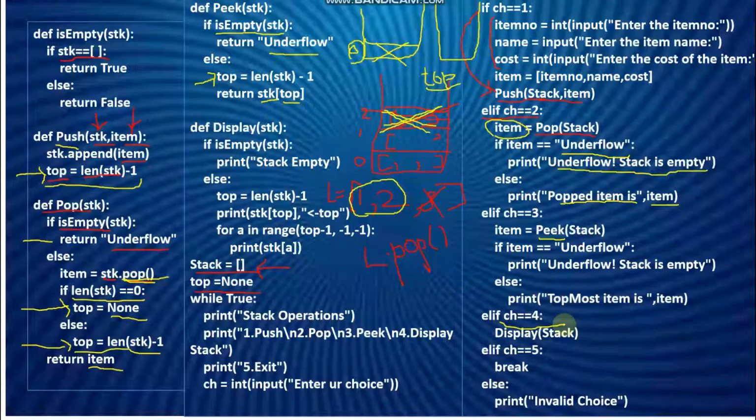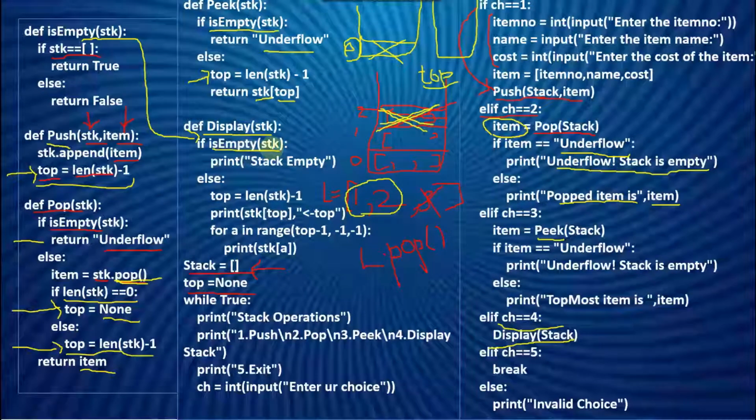So what is the fourth operation? I'll be displaying the stack. So when I'm displaying stk, it is going to find whether it is empty or not. If it is empty, we'll be just printing stack empty. Otherwise, how we are going to display the elements in the stack is starting from the top position and ending with the 0th position, we are going to print all the elements from the stack.